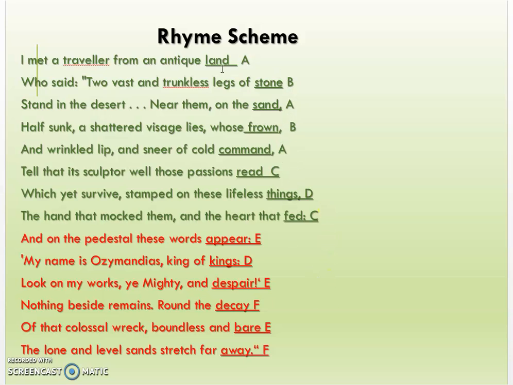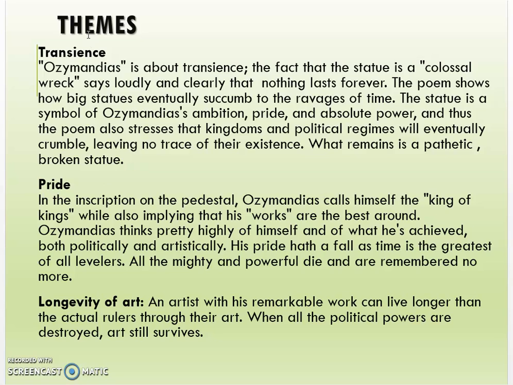But we can see that the poem is still divided into 4 plus 4, 8 lines, and 3 plus 3, 6 lines. And the last two lines don't rhyme with one another, bear and away. So it means that it is not a Shakespearean sonnet, it is basically a Petrarchan sonnet. Now, as far as themes are concerned, transience. Transience means being temporary, something which is not permanent. So Ozymandias is about transience. The fact that the statue is a colossal wreck says loudly and clearly that nothing lasts forever. So that would be your main theme.